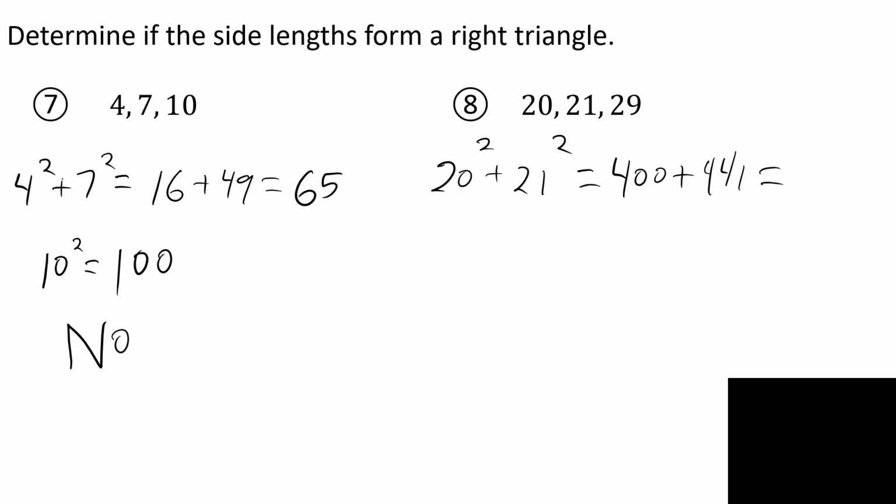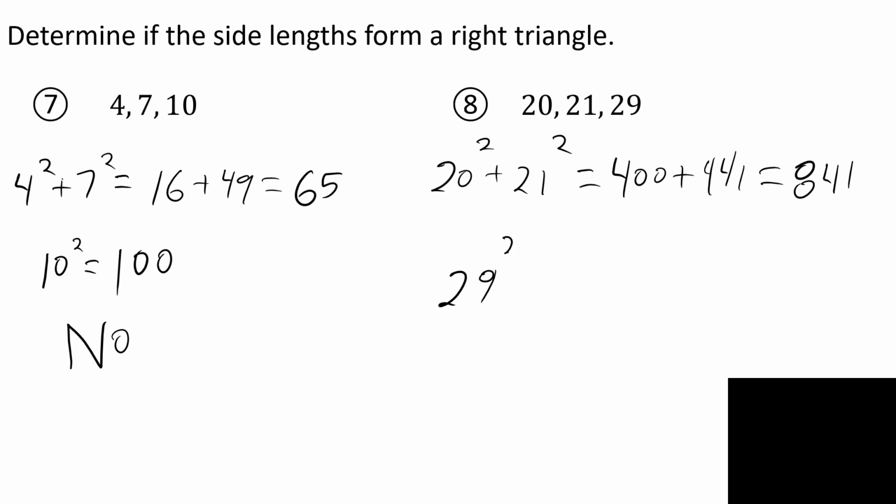21 times 21 is a little bit trickier. You're probably not going to want to do that in your head. You probably don't have it memorized. So pencil and paper could be your friend, or this might be an okay time to go for a calculator assist. And then if I add those two values together, I get 841.